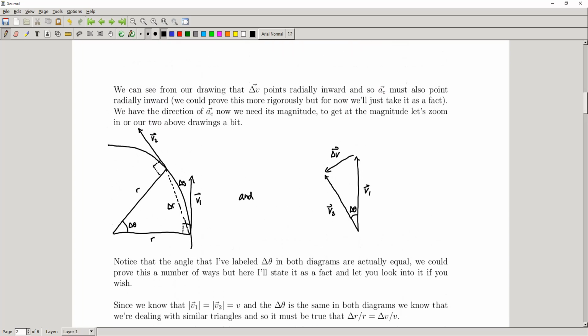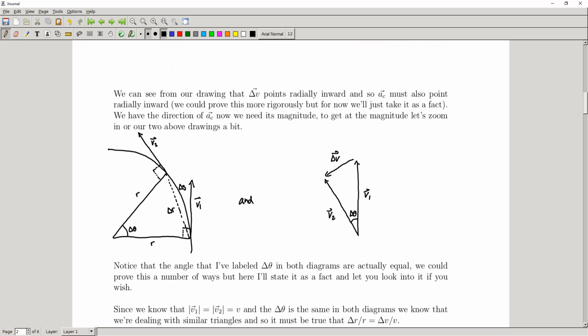And so what I've done here is I've drawn two blown up versions of the diagrams from above. I put a little more detail into the first one here. And so this is just me zooming in on the circle. We can see that we still have our same v1 and v2 here.